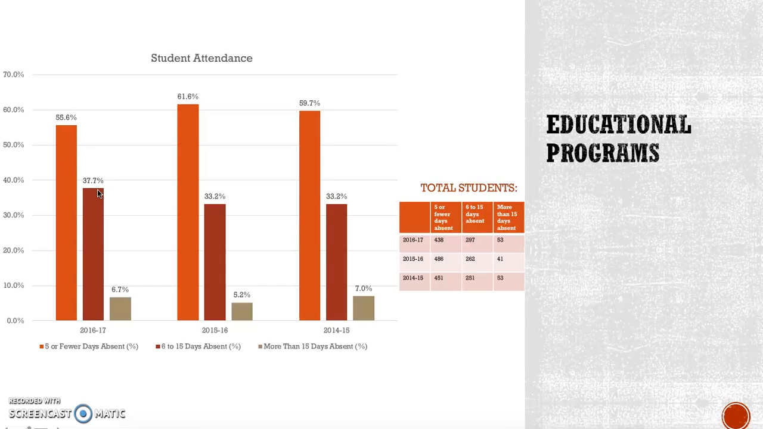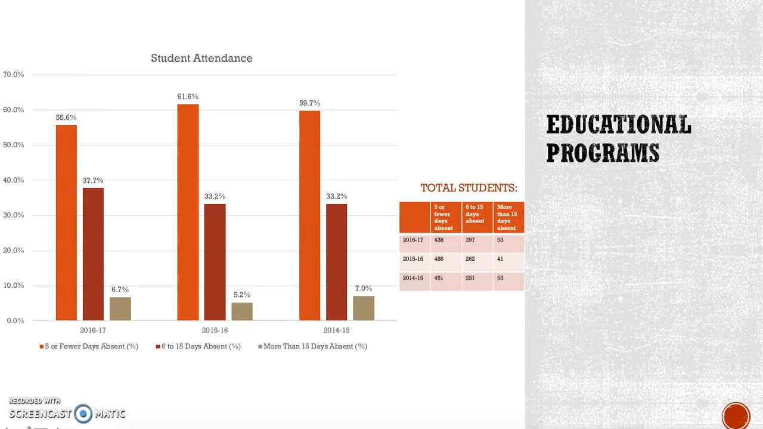37.7%. This could be parents taking their students out on family vacations during the middle of the school year, or an influx of students getting sick, but for the most part we do want to bring this number down of students who are absent 6 to 15 days. And then we also see students absent 5 or fewer days, 59.7%, it increases to 61.6%, and then it decreases to 55.5%.